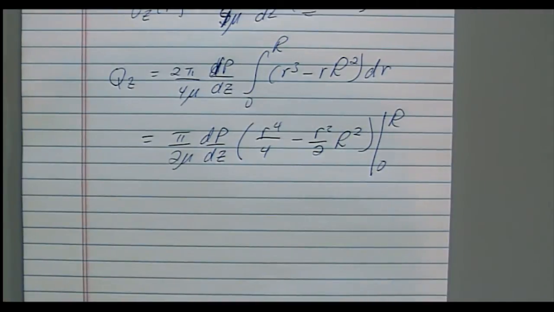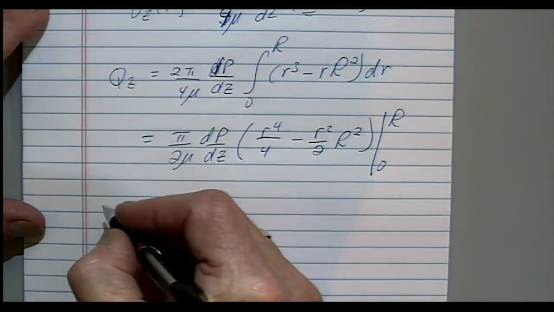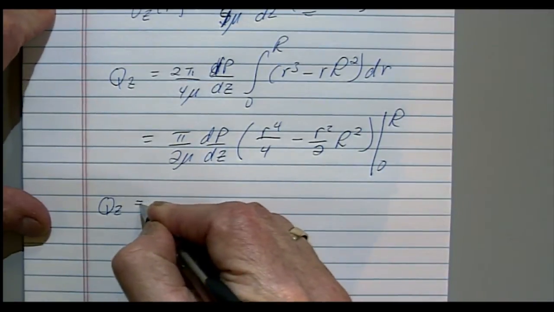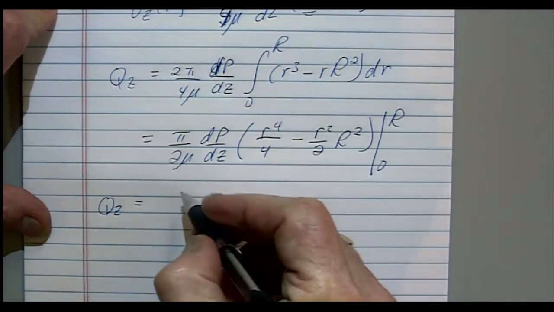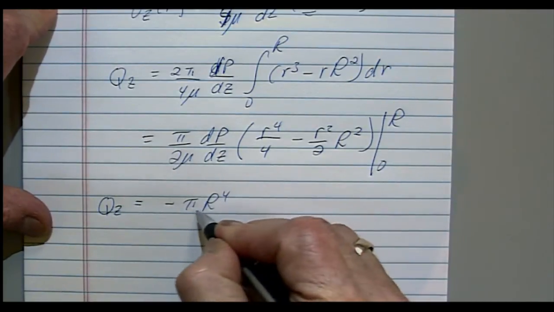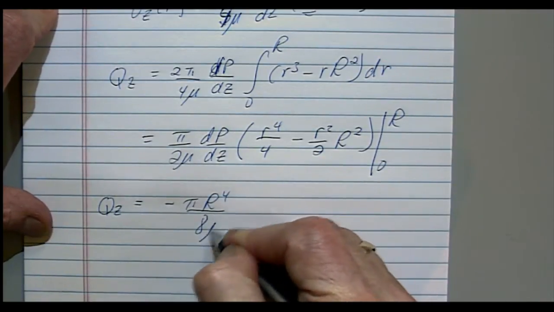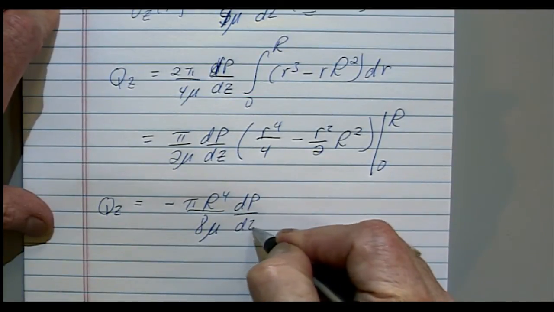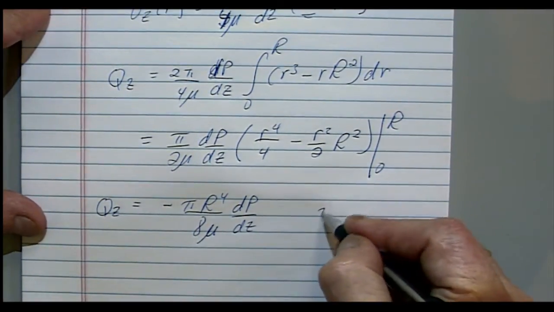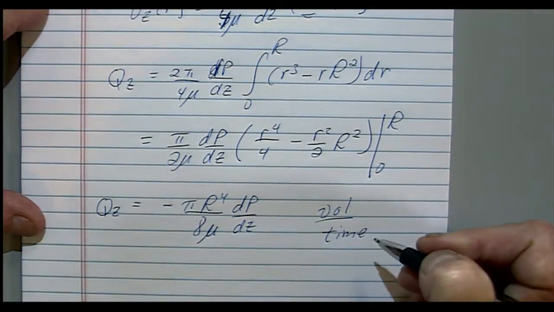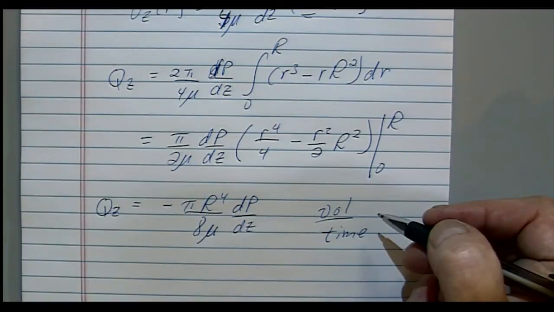That's all pretty straightforward. And if we plug and chug for a minute, we end up with the flux in the z direction, or the discharge in the z direction, is equal to minus pi r to the 4th over 8 times the viscosity times the pressure gradient. Okay, so that's the volume of fluid per unit time that's being discharged through our pipe.